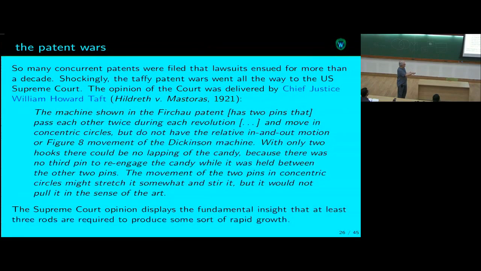Yeah, so as I said, the Supreme Court really understood everything about mathematics, which I'm not sure is true today. Perhaps they do.